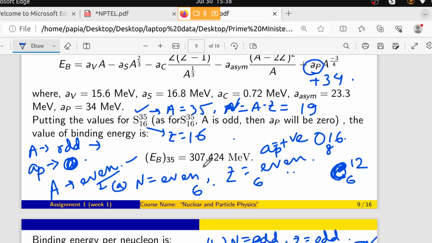Now I have already mentioned binding energy per nucleon, but this is the binding energy for the whole nucleus. Then binding energy per nucleon will be what? How many nucleons are there? There are 35 nucleons, right? Because the A value is 35. That means binding energy per nucleon will be EB divided by A. That gives us the binding energy per nucleon for S1635 as 878.78 MeV.